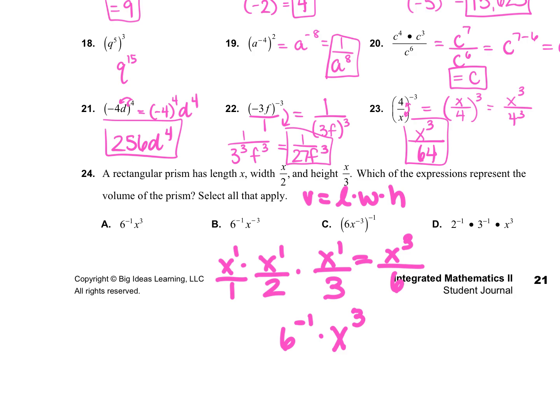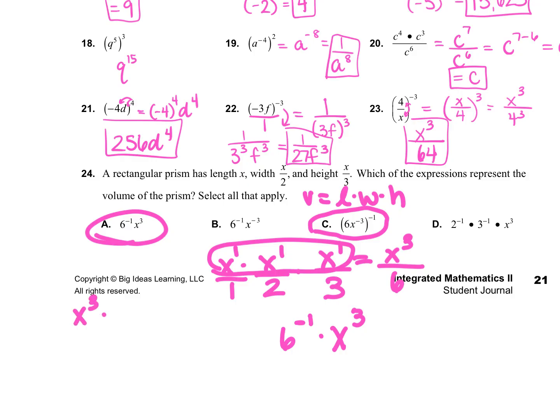So A works. Oh, it says select all of them. B does not work because that would mean you would have to have a negative exponent. C works because if I distribute that power, I would get the same thing. D also works because if I multiplied all of the numerators, that's x to the third, then I'm left over with this 1/2 and 1/3. And another way to write 1/2, you guessed it, is 2 to the negative 1 power. So D works too.